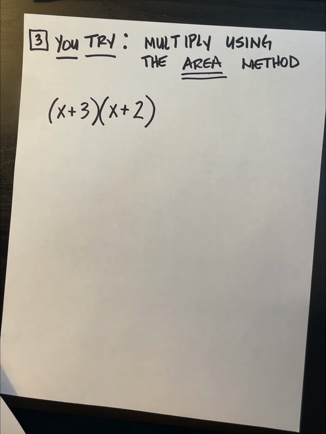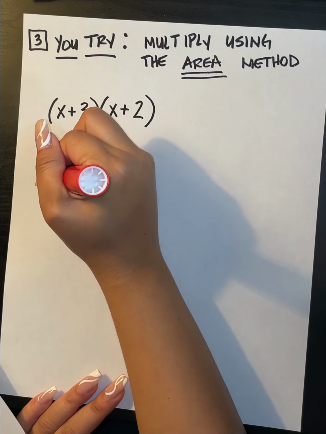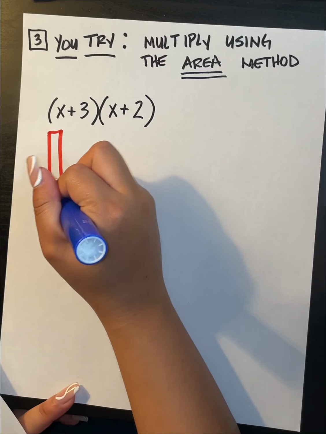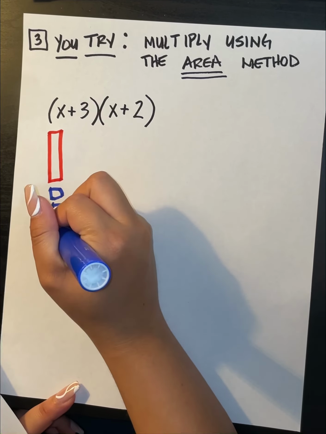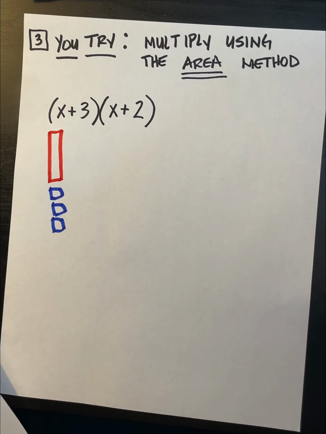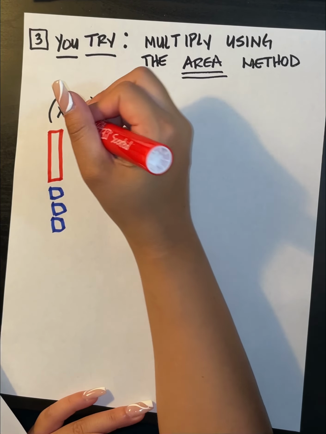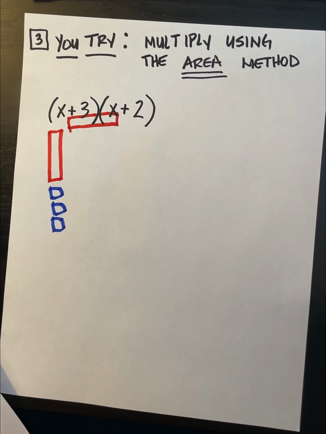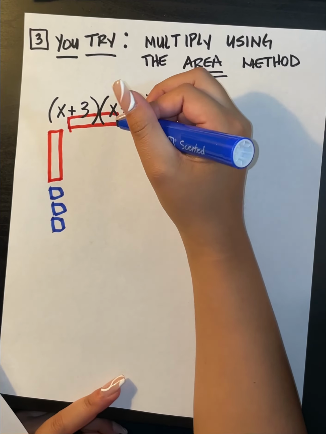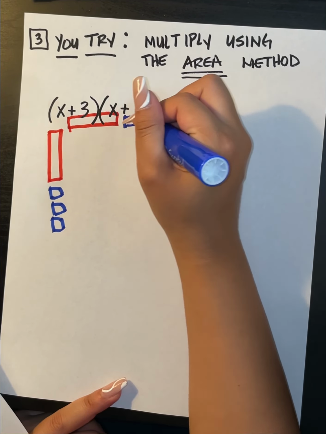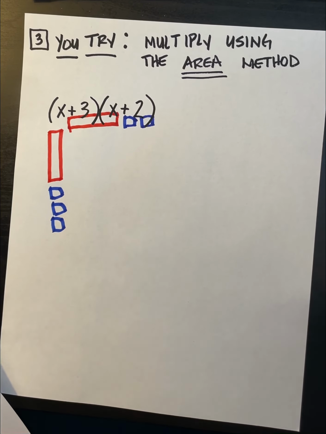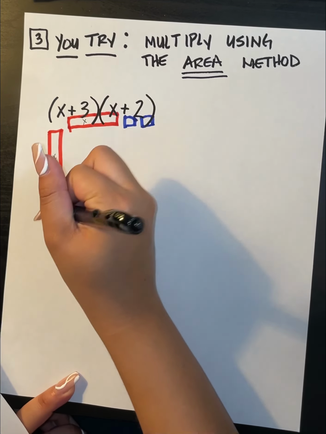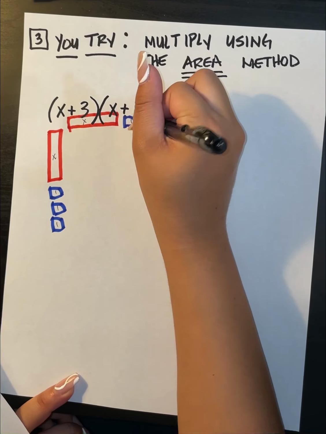Okay, so now I'm going to draw it. So x plus 3. So I'm going to do 3 1's. And I'm going to go across the top. And we have x plus 2 up here. So 1x. And 2 1's.